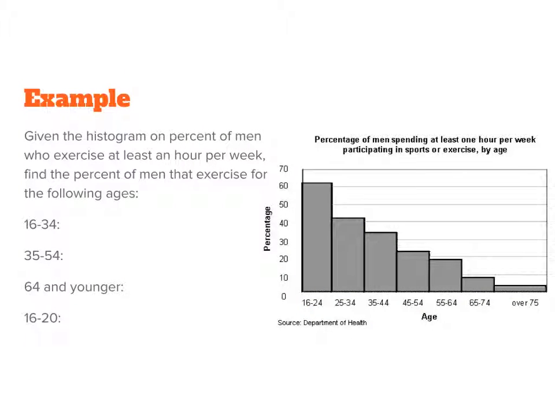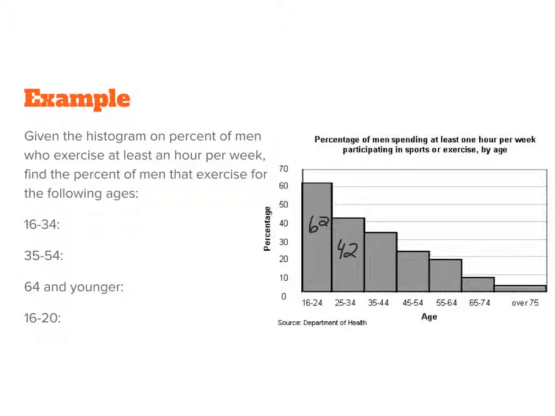Now we're talking about the percent of men spending at least 1 hour a week participating in sports or exercise by age. Again, we need to know how many are in each one. Now you'll notice this one's not as clear cut. You'll notice how the first bar goes just above 60. So we're going to say that that's probably about 62. The second one also goes above 40, about the same amount, so we'll say that's 42.